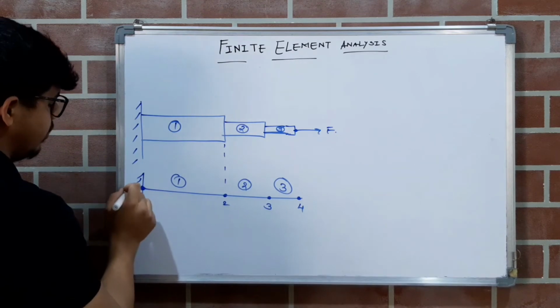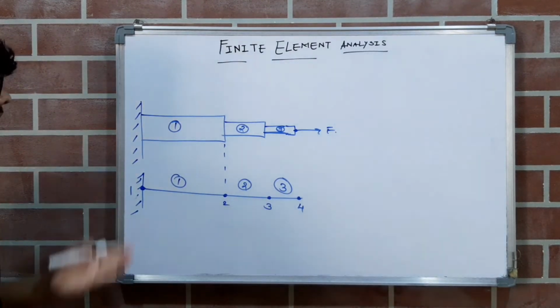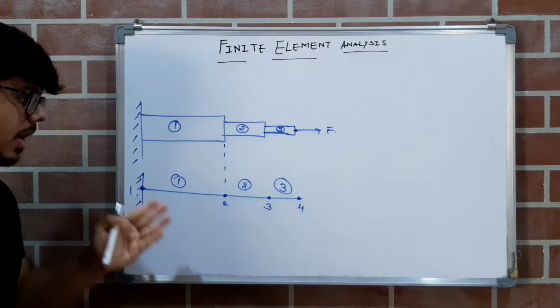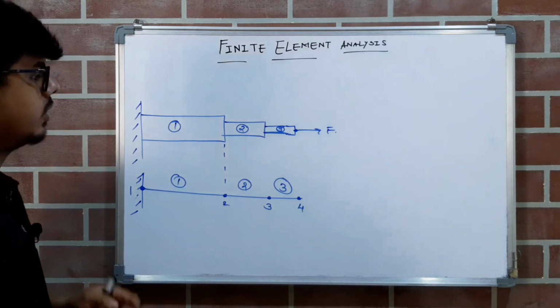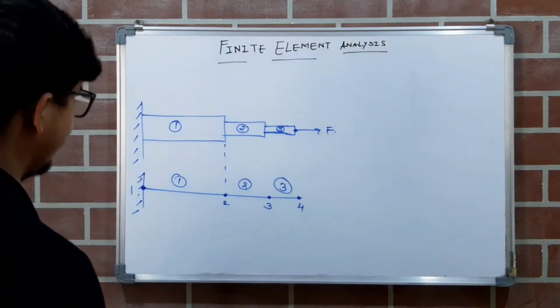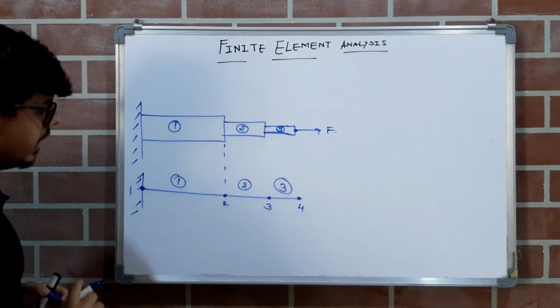The second rule was what? Place the nodes at the material changes. Third was place the nodes where boundary conditions are given. Fourth was place the nodes where the unknown values are to be found. Now this is the FEA model.